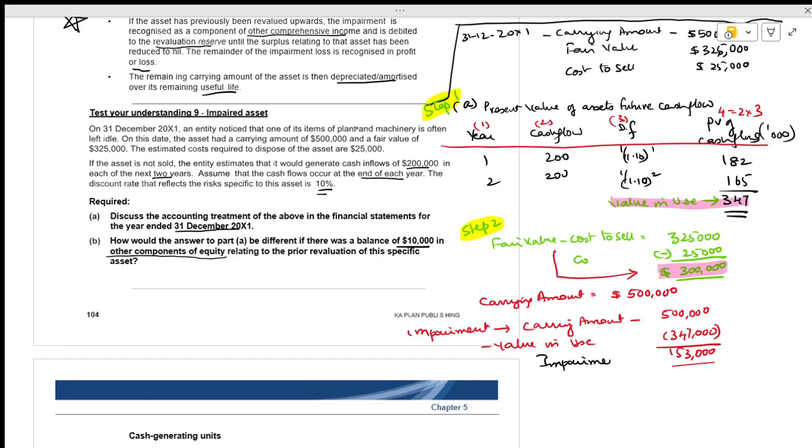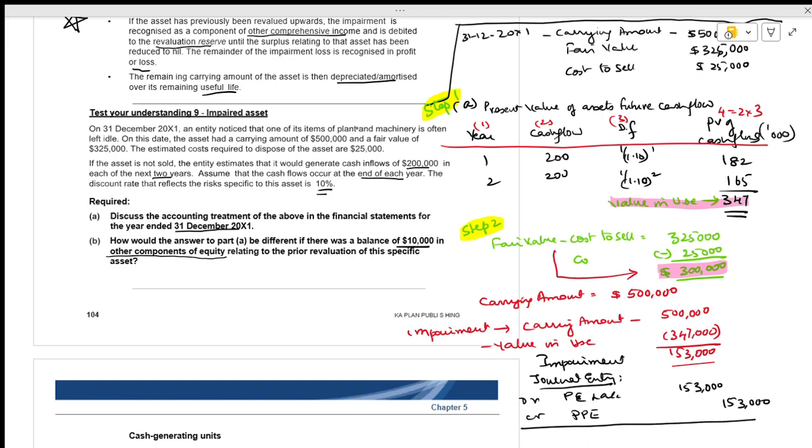What is the journal entry for this? The entry will be the profit and loss account, 153. The asset value has decreased, is that right? Debit profit and loss account. Credit property, plant and equipment. How much? 153.